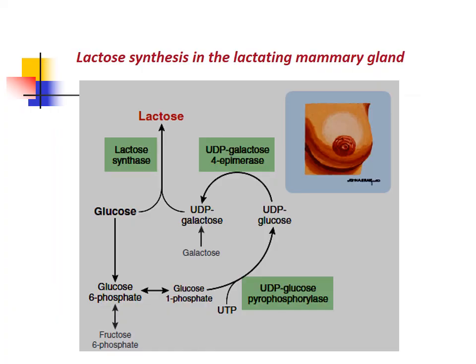Lactose synthesis in the lactating mammary gland. Glucose is converted to glucose 6-phosphate, and then glucose 6-phosphate is converted to glucose 1-phosphate. Glucose 1-phosphate combines with UTP and forms UDP glucose. UDP glucose is converted to UDP galactose by UDP galactose 4-epimerase. UDP galactose combines with glucose in the presence of lactose synthase and synthesizes lactose in the mammary gland.